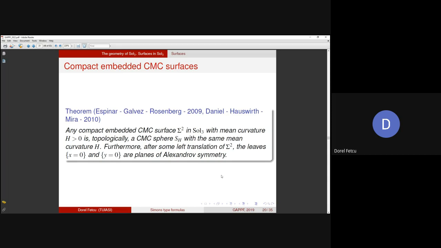So the first result about surfaces in Sol I want to recall is this one about compact embedded CMC surfaces. It is a theorem first proposed by Espinar, Galvez, and Rosenberg in 2009, and its full proof can be found in a paper written by Daniel, Hauswirth and Mira in 2010. It says that any compact embedded CMC surface in Sol with the mean curvature greater than 0 is topologically a sphere, a CMC sphere with the same mean curvature.